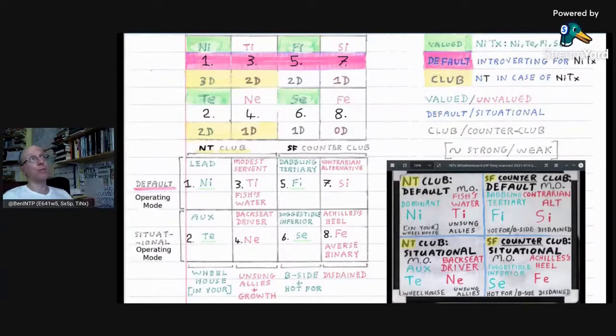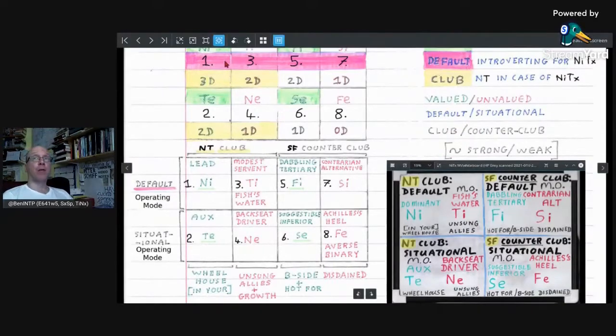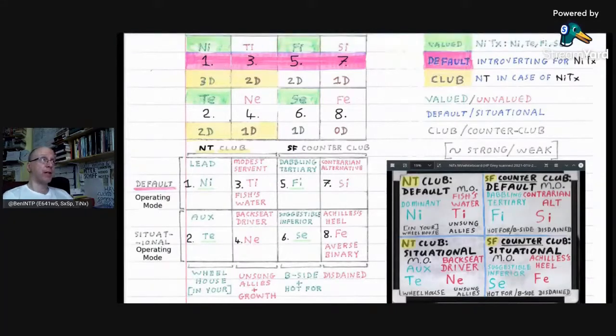So hinting towards subfunctions. Again, this first position, valued, it's default, as in INTJ is an introvert and it's an introverting function. So let's reframe that. It's an introverting cognitive process. Someone who habitually introverts has a preference for introverting, it's easier to access that process because it's part of the default MO, mode of operation, modus operandi. And it's also a club function in that it's one of the four NT functions, NiTiTeNe, as you can see on the diagram.